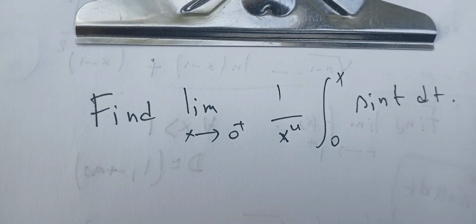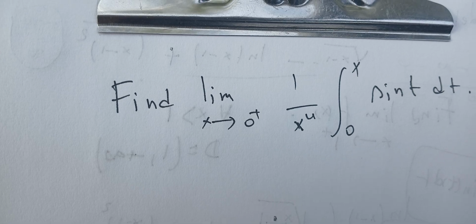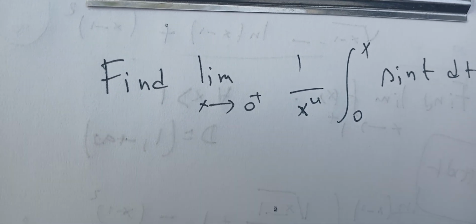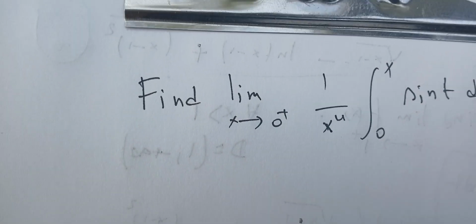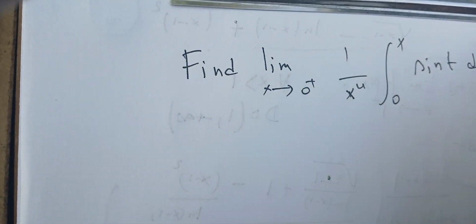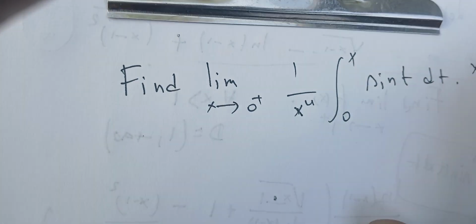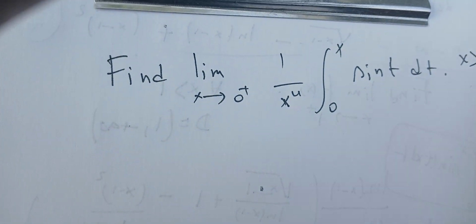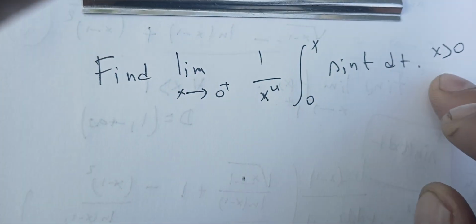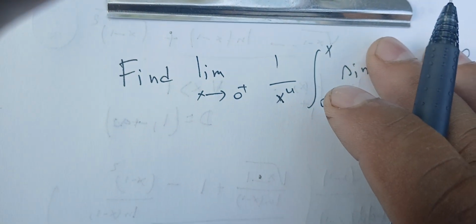Okay, now we're going to find the following limit: 1 over x to the fourth power times the integral of sine of t dt between 0 and x. This function is defined if x is bigger than 0. That's the key, that we need to have that. Otherwise, we can't talk about that function. So we have this function defined for positive real values.